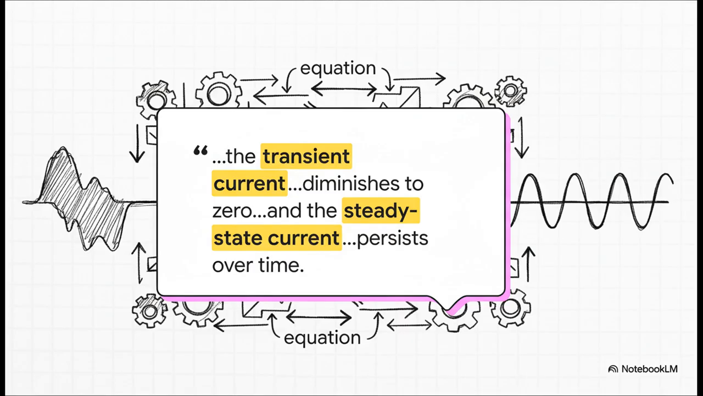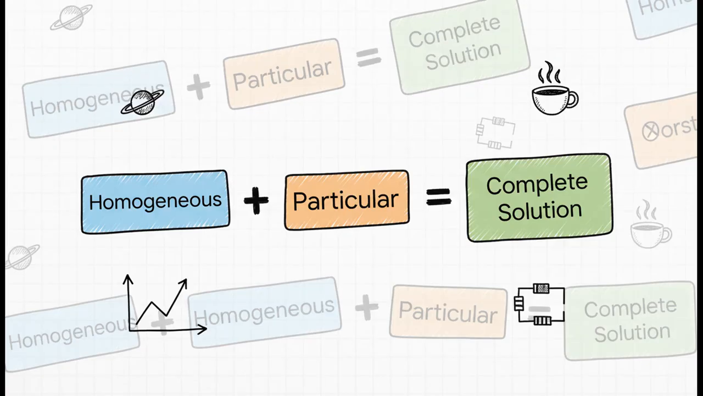So think about that. We solve one equation, and it predicts both the chaotic beginning and the stable, predictable future. That's incredible. And here's the real kicker. This whole idea, a solution made of a temporary part and a long-term part, it's not just some neat trick for circuits. This is a fundamental pattern, a core concept you see over and over again when you're speaking the language of change. It's a huge deal in solving all sorts of differential equations.